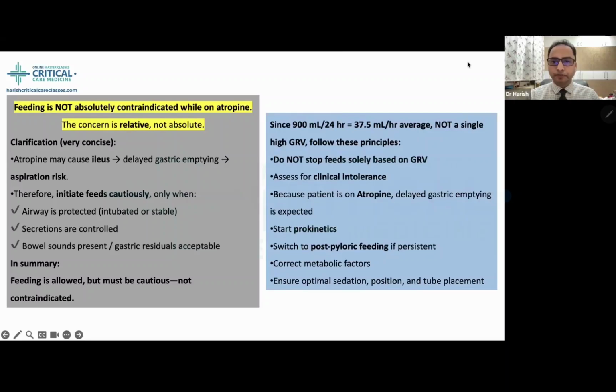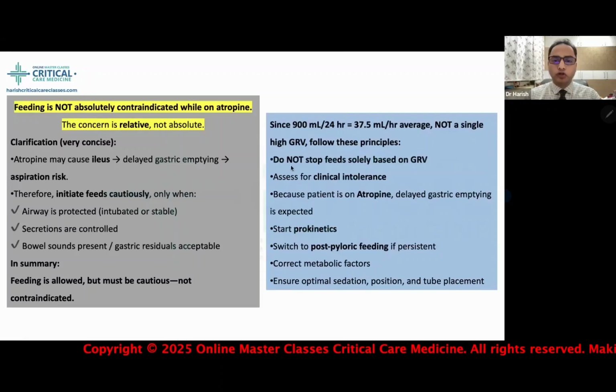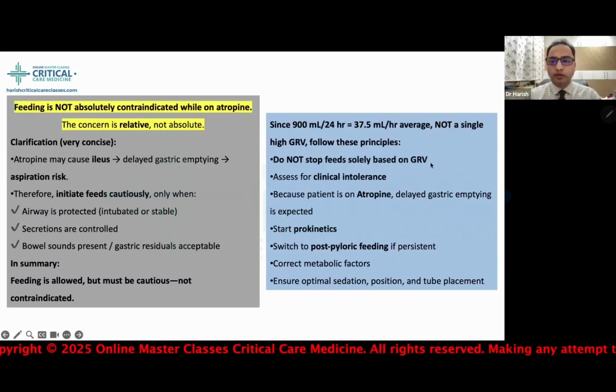Here our patient had 900 ml in 24 hours. That is around 37 to 40 ml per hour. So not a single high gastric residual volume, so it is not a contraindication here. Okay. So do not stop the feed solely based on gastric residual volume. Assess for clinical intolerance, because a patient on atropine will have delayed gastric emptying; that is expected. Maybe you can start him on a prokinetic.